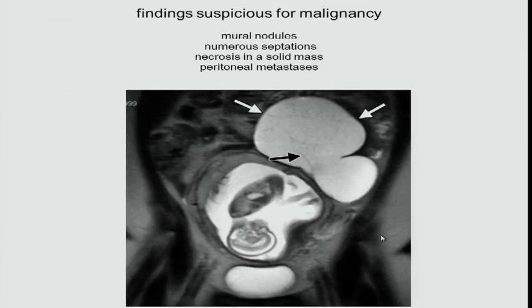Okay, so if you're looking at an ovarian mass, and you're wondering if this is the benign cyst that we were talking about earlier, that's the most common ovarian mass, the things that you're going to look for to help you decide that this is not just a benign cyst: nodules, mural nodules, numerous septations, thick septations, a mass that demonstrates necrosis. Why do cancers like to demonstrate necrosis? Exactly. Okay. And peritoneal metastases.